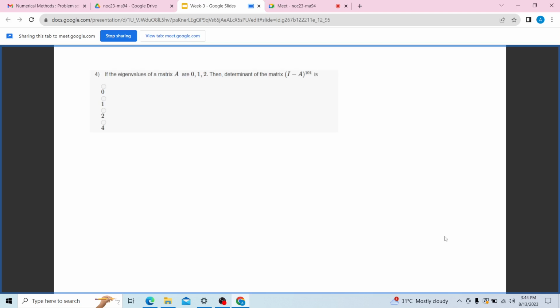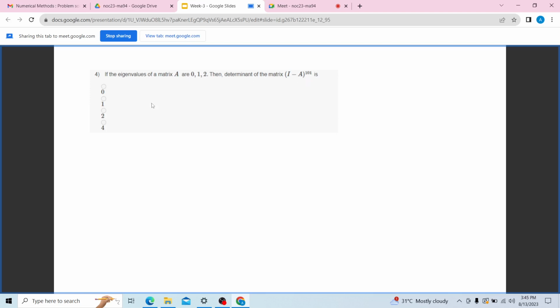So here is your question number 4. If the eigenvalues of a matrix A are 0, 1 and 2, so for matrix A we have 3 eigenvalues 0, 1 and 2, then the determinant of the matrix (I minus A) power 101 is. You have to calculate the determinant of the matrix (I minus A) power 101. Fine.